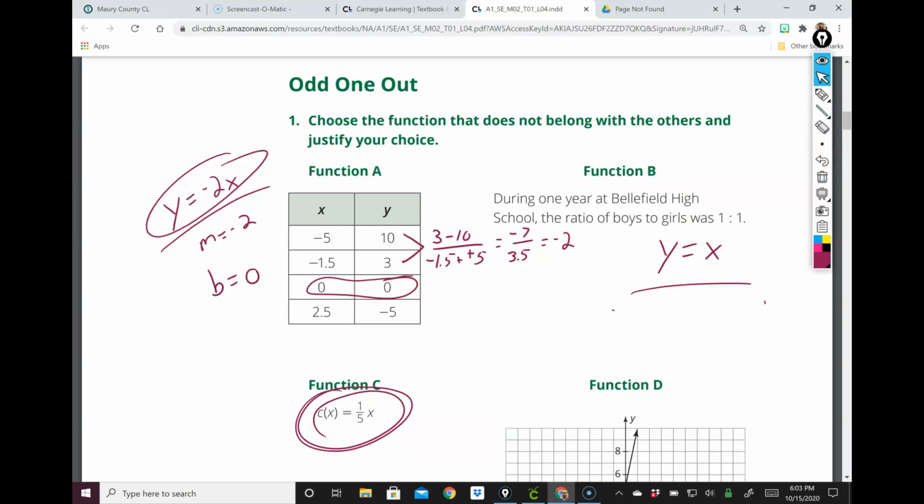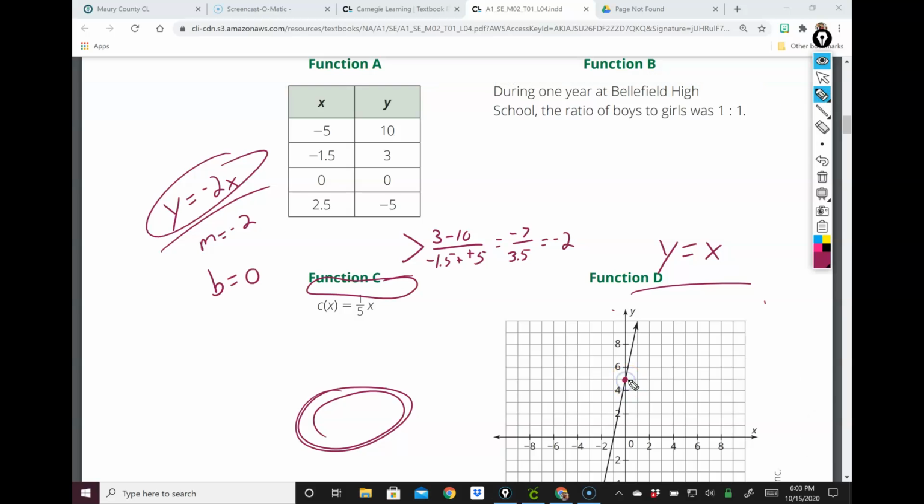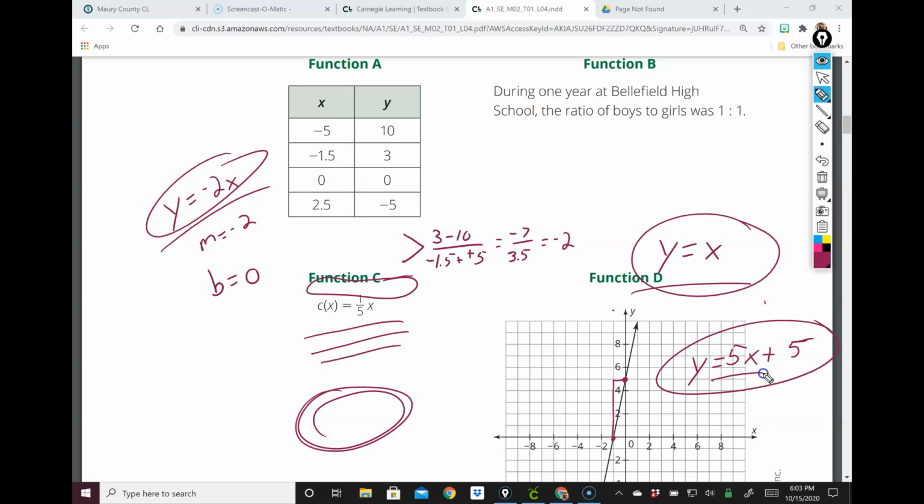Function D, I can see that my y-intercept is 5. My slope would be, looks like it crosses there, 1, 2, 3, 4, 5 over 1, so 5x plus 5. So there's things that they have in common, and there's things that they have different. Here we have a positive slope, a positive slope, a positive slope. Function A has a negative slope, so that would kind of be the one that just doesn't fit with all the other ones.